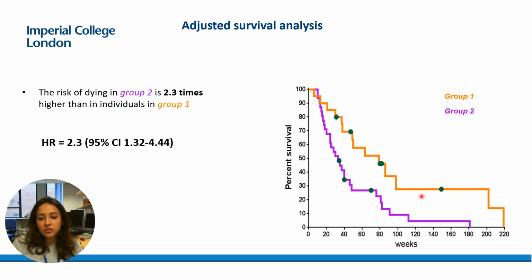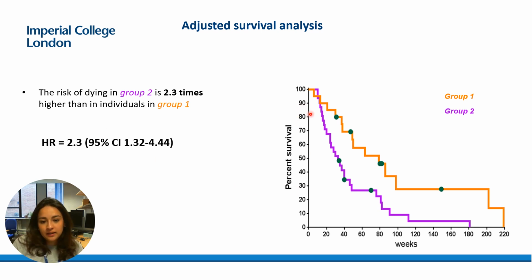So apart from us already seeing graphically the differences between group 1 in orange and group 2 in purple, our hazard ratio that was calculated was 2.3. So what does this actually mean? All it means is that the risk of dying, because we're looking at death as our outcome, in group 2 is 2.3 times higher than in individuals who are in group 1.